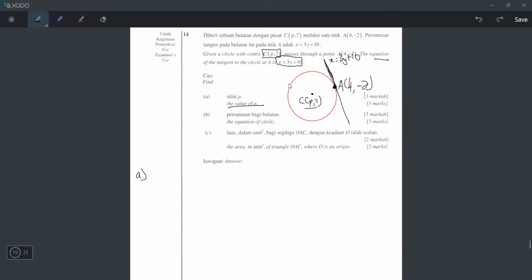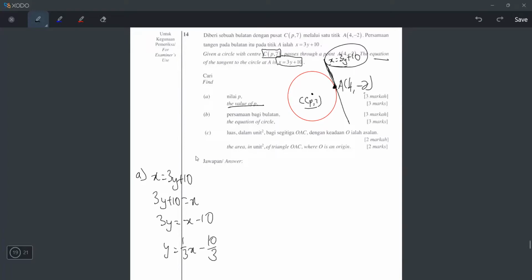Okay, first thing first, if they give me an equation, I automatically change to y equals mx plus c. I will automatically change to linear form, okay? And then I will look at the gradient and the y-intercept. I will get the gradient and y-intercept right away, okay? So how to change? 3y plus 10 equals to x, 3y equals to x minus 10, y equals to 1 over 3x minus 10 over 3.